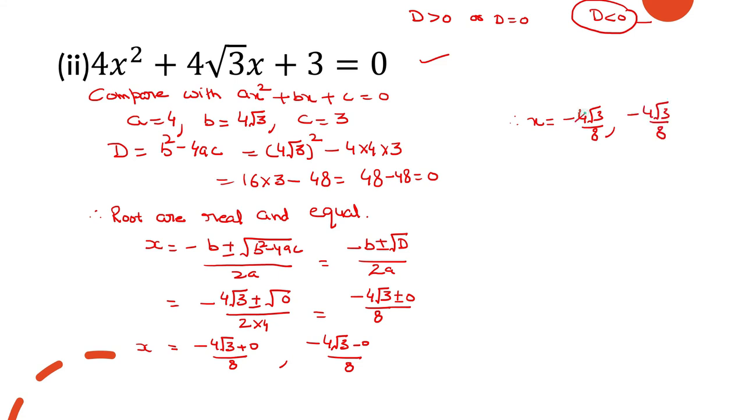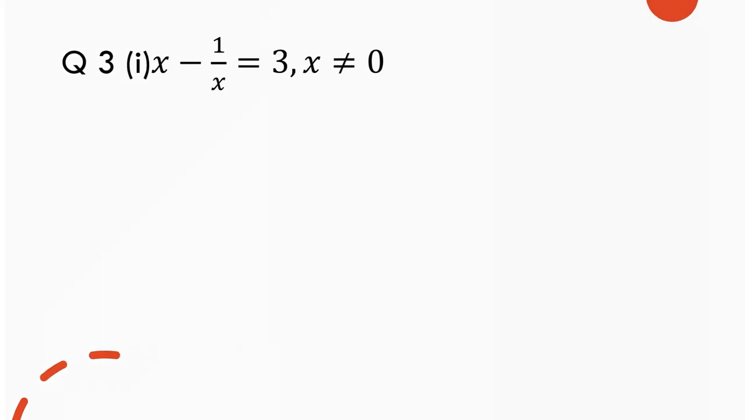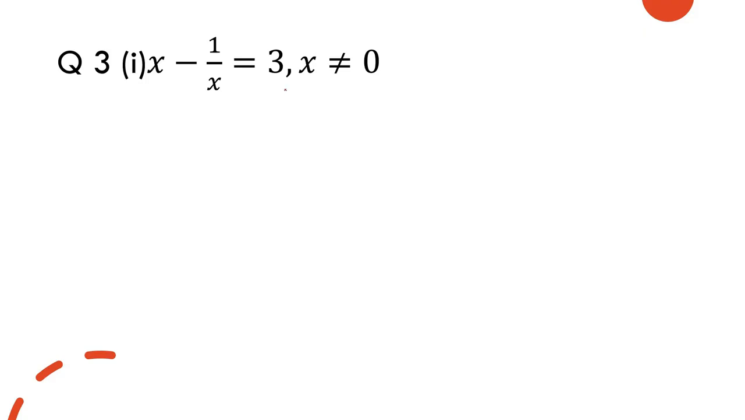Cutting करेंगे, 4 ones are 4, 4 twos are 8. So our roots are minus root 3 by 2 and minus root 3 by 2. तो जब भी आपका discriminant 0 आएगा, it means we are going to get equal roots. Now moving on to next question. Question number 3, first part. Solve करना है x minus 1 by x is equal to 3, x is not equal to 0.